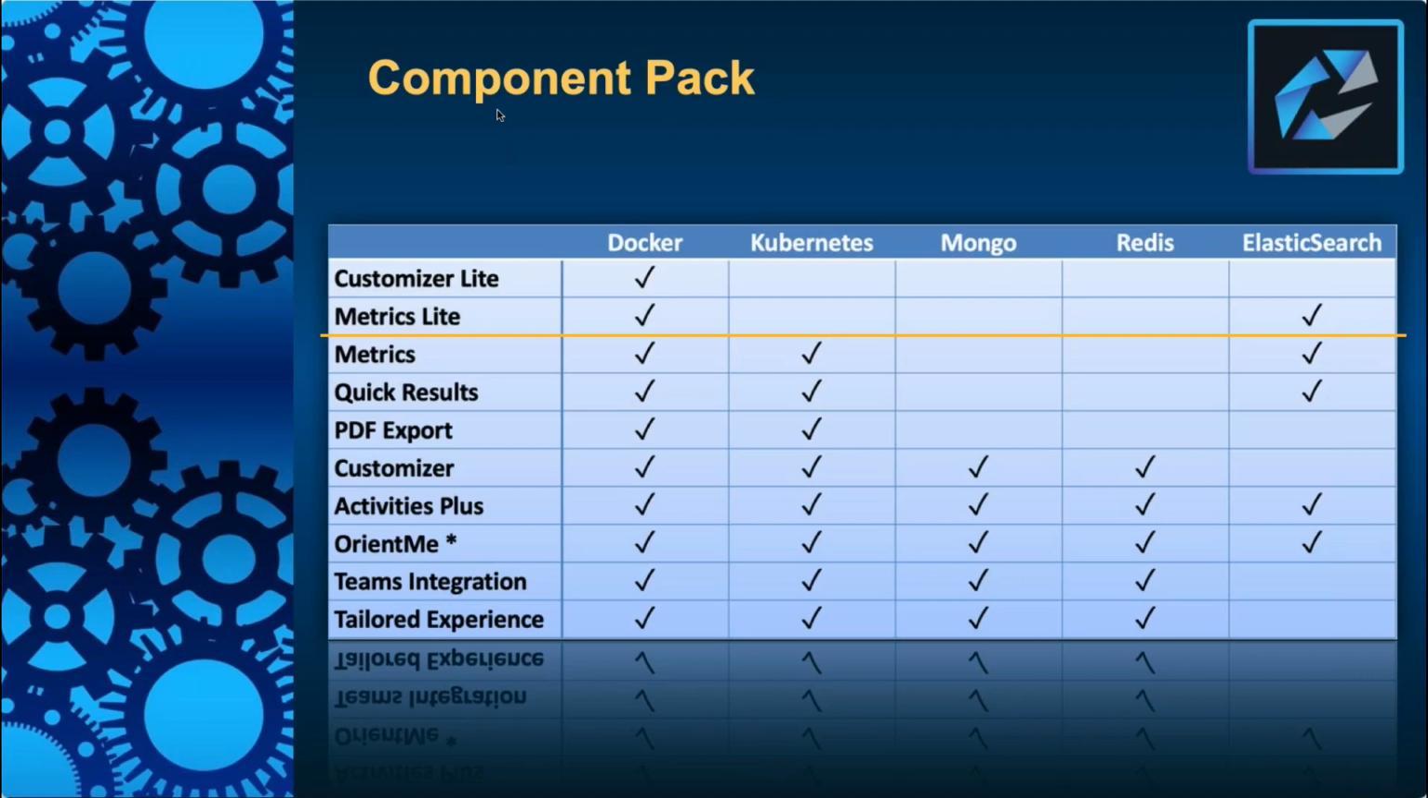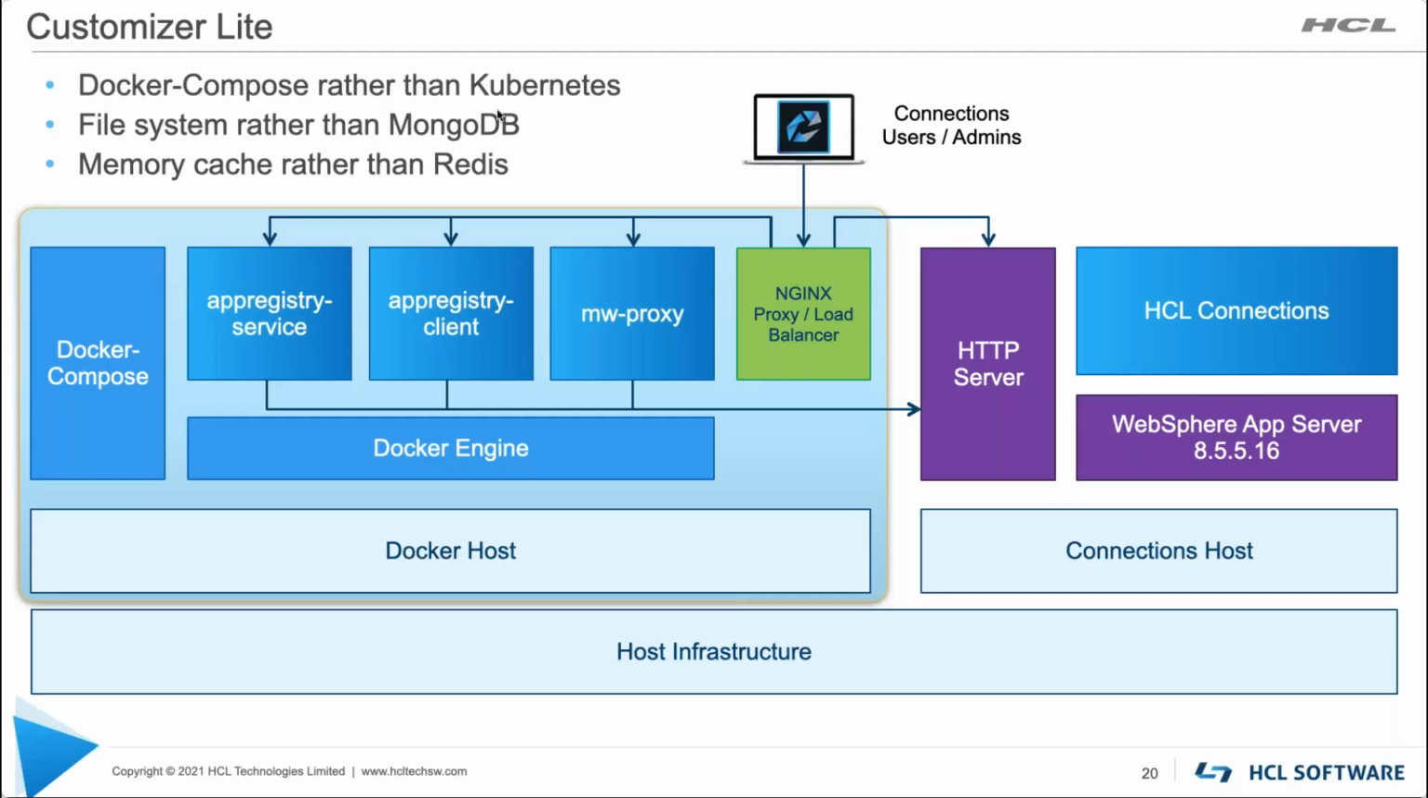But if we now talk about just the Customizer Lite, in terms of boxes, it looks like there's a similar amount of stuff required, but a lot of the heavy components have been removed, right? There is no Kubernetes. It's now running on Docker Compose. There is no MongoDB because the file system is used. There is no Redis because the memory cache is used, right? So it's significantly lighter and a lot easier to deploy if you go down this path. Again, capability is exactly the same.